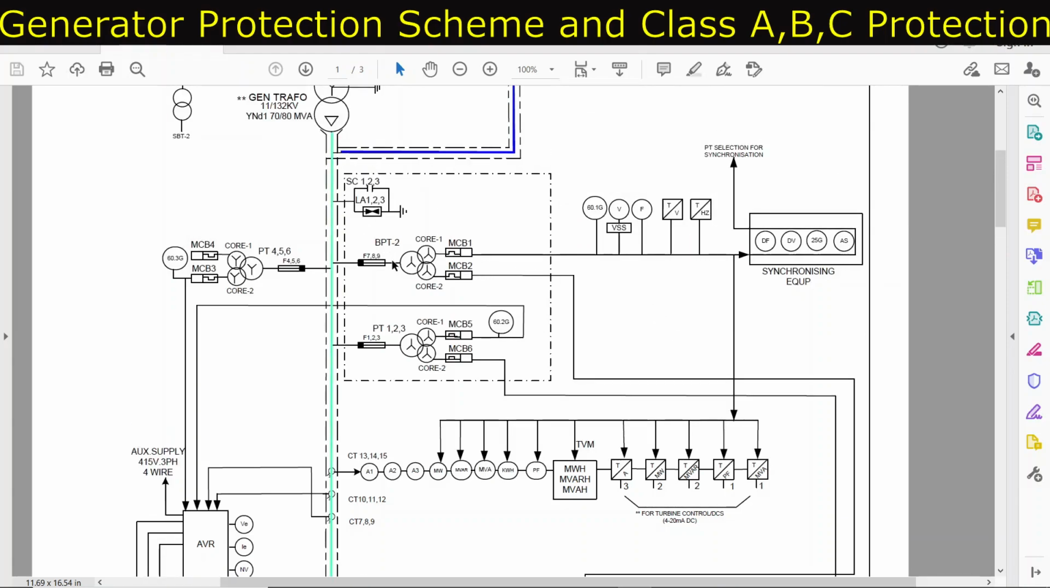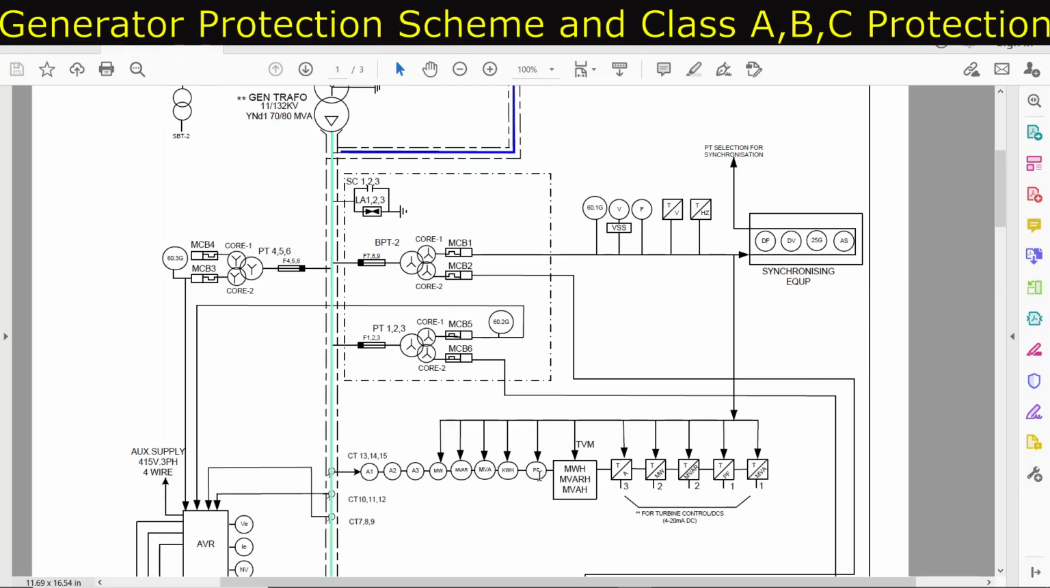And what else? The use of PT. The PT is also going for the synchronizing. It is also being used for metering purpose. Like you can see, these PTs are for metering purpose. These are the transducers that will be used for other signals, 4 to 20 milliamp signals, for display in the DCS. You can say there's a local display on the panel.